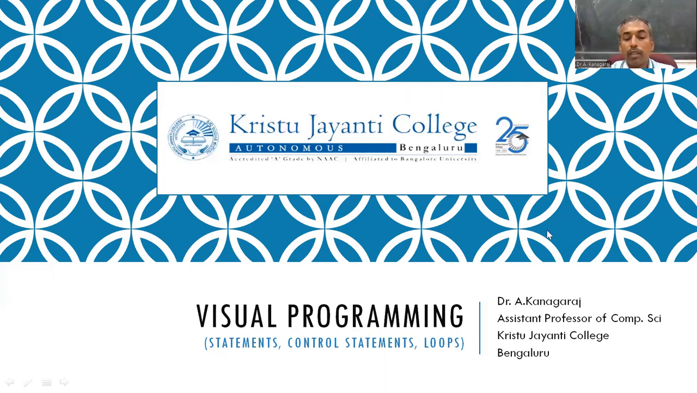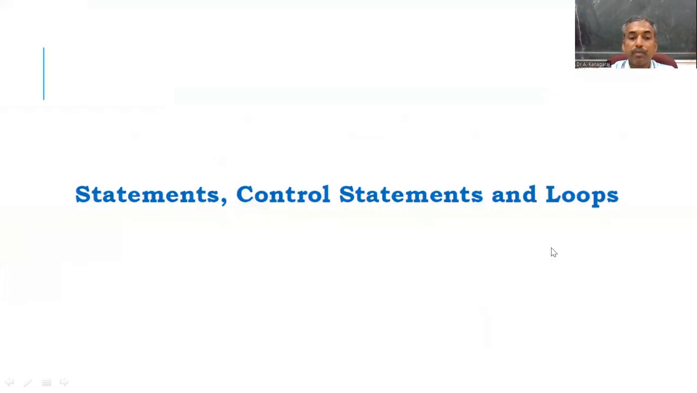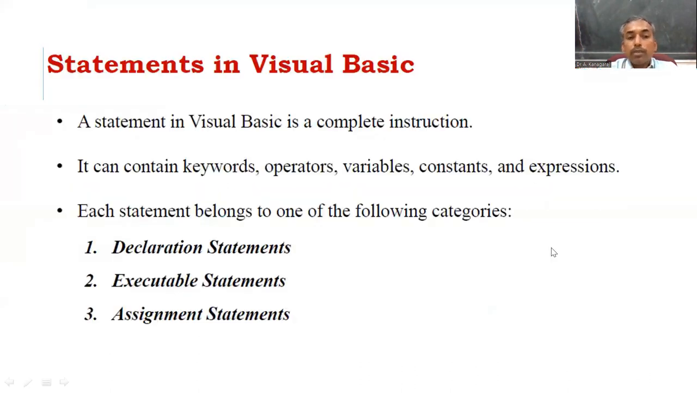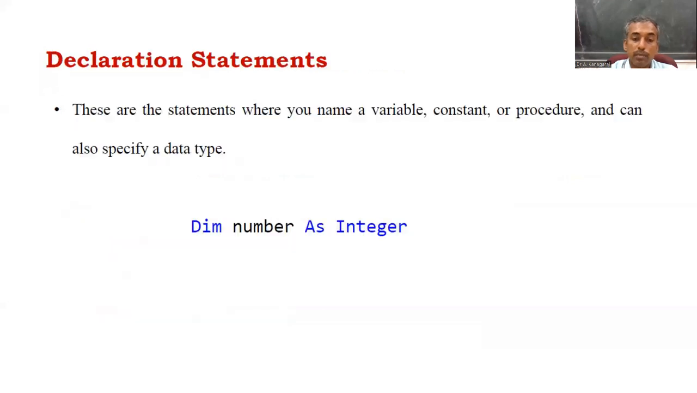Today we see statements, control statements, and loops of VB.NET. So, what is a statement in Visual Basic? A statement in Visual Basic is a complete instruction. That means it contains a keyword, operator, variable, constant, and expressions. There are three types of statements: declaration statement, executable statement, and assignment statement.